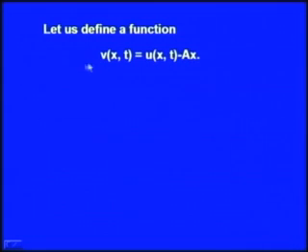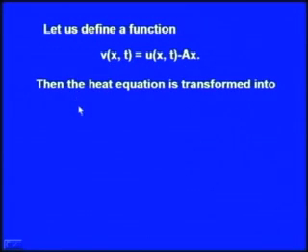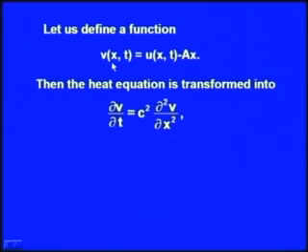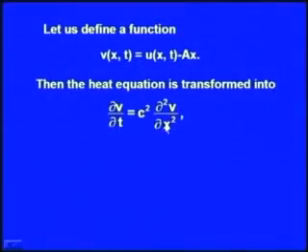in a similar way as we have defined for the case where we have taken a bar with non-zero end temperatures, to reduce the problem to a bar with zero end temperatures. So, here we again define a function v(x,t) equal to u(x,t) minus A x, and then the heat equation, as we had done in the case of the bar with non-zero end temperatures, is transformed into delta v over delta t equal to c square delta square v over delta x square.